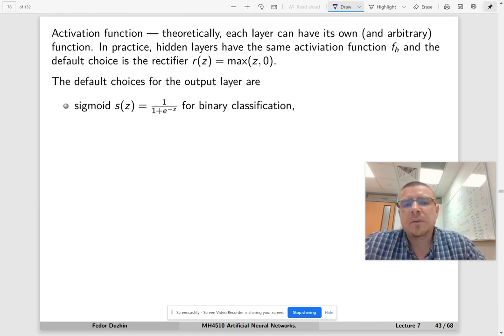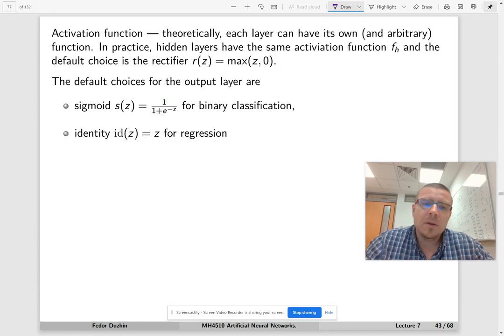The choice of activation for the output layer depends on the machine learning problem. So we are using sigmoid for binary classification, and we are using the identity function, or we can call it a linear activation, for regression.